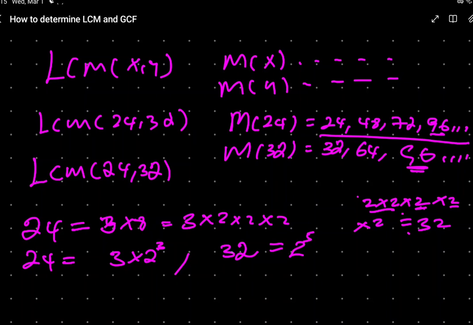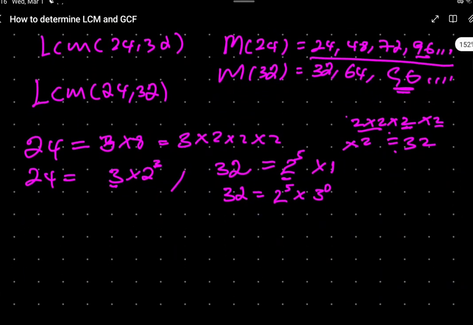But you have only one prime here, whereas for 24 you have two, 3 and 2. So you can introduce times 1. Any number except 0 to the power of 0 is 1. So you can say 32 is equal to 2 to the power of 5 times 3 to the power of 0.